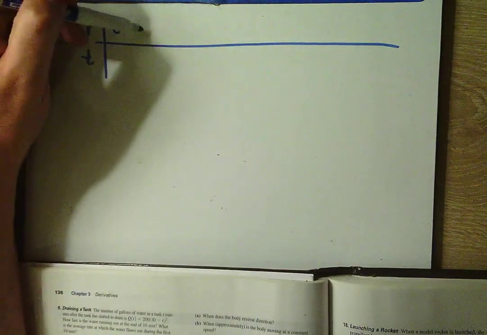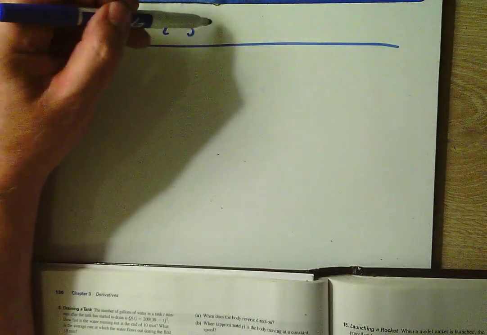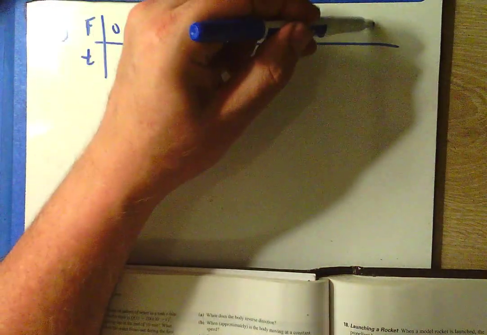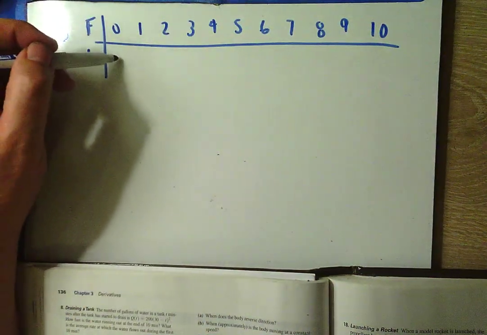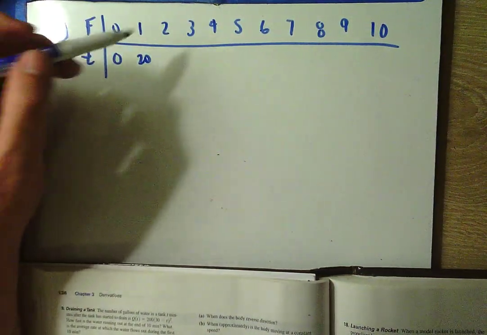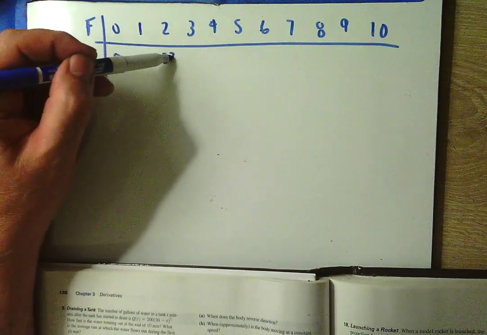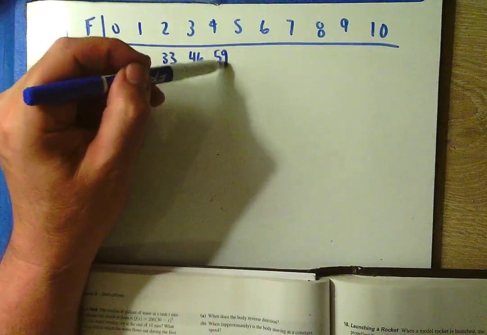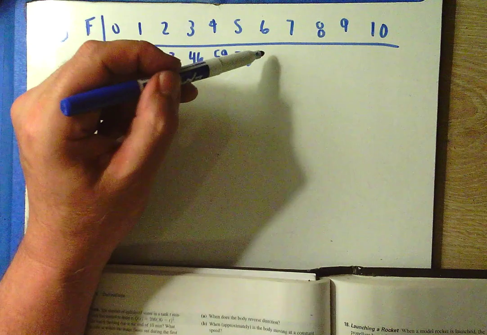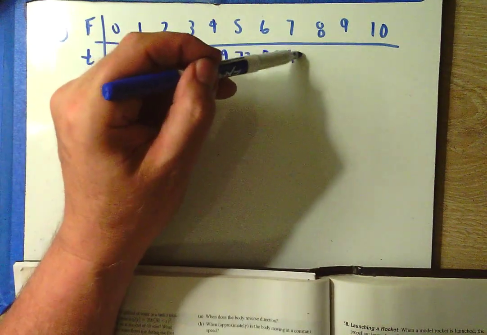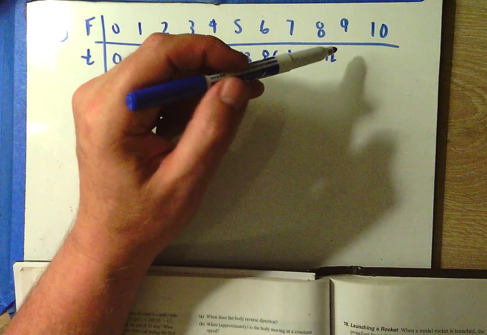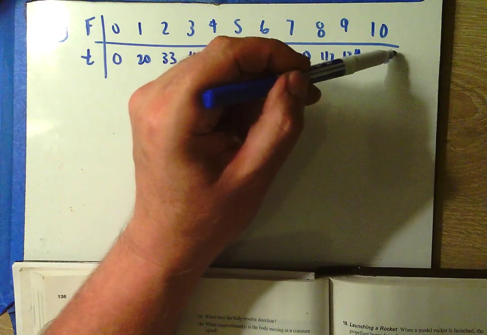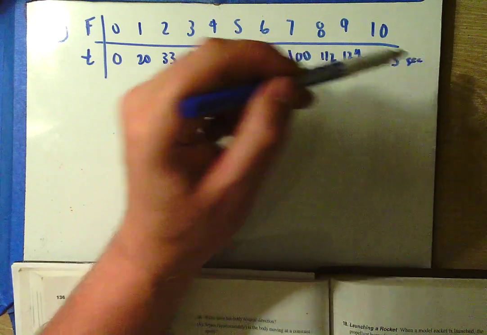So we've got 0, 1, 2, 3, 4, 5, 6, 7, 8, 10 furlong race, and the amount of time, 20 seconds to cover the first furlong. We get to the second furlong at time equal to 33, the third one at 46, then we get 59, 73, 86, 100, 112, 124, and at the 10th furlong, the end of the race, 135 seconds.